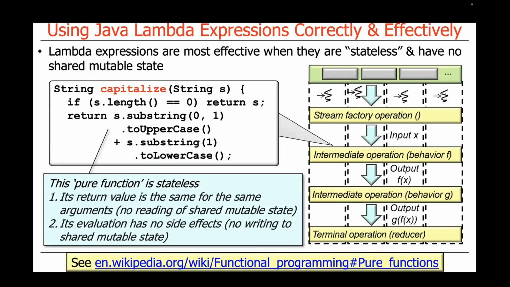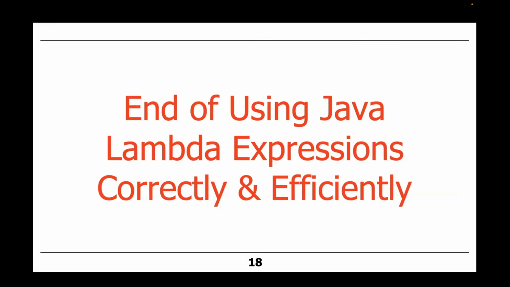So here's a simple example. This is a capitalized method that takes a string parameter. It's stateless. Its return value is the same for the same arguments. There's no reading of shared mutable state. Its evaluation has no side effects. There's no writing to shared mutable state. So pure functions are very useful when we start trying to deal with concurrent programs. And you'll see lots of examples of those as we go through this material. So that's the end of the overview of using Java Lambda expressions correctly and efficiently.